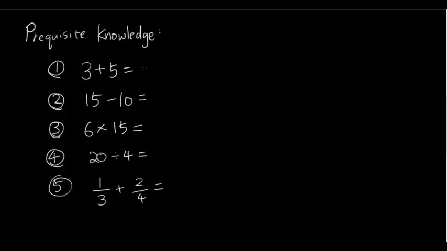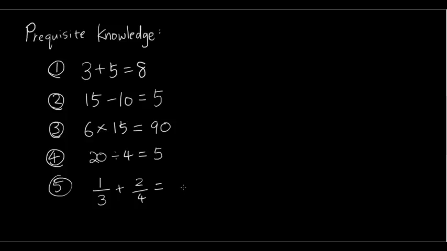Okay, so now that you've had time to do them, let's check your answers. 3 plus 5 is 8. 15 minus 10 is 5. 6 times 15, slightly harder. If you had to use the calculator, I don't mind. It's 90. 20 divided by 4 is 5.